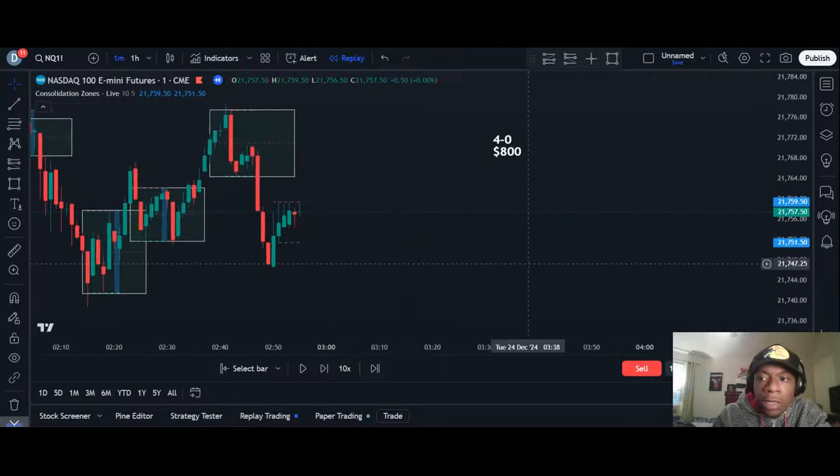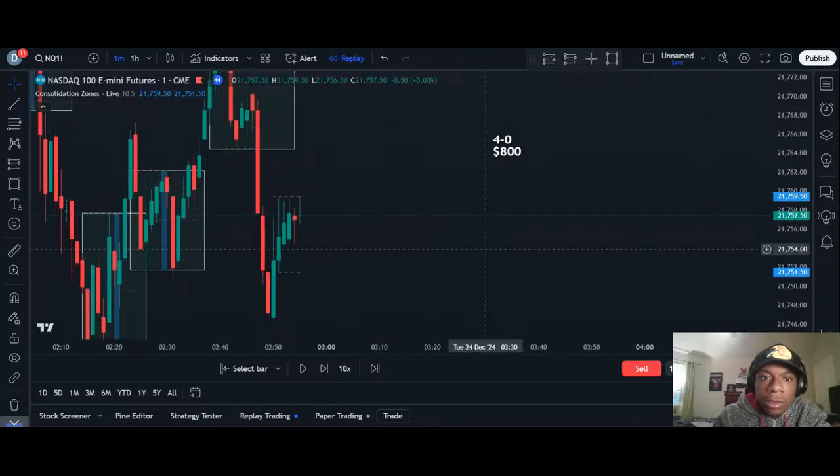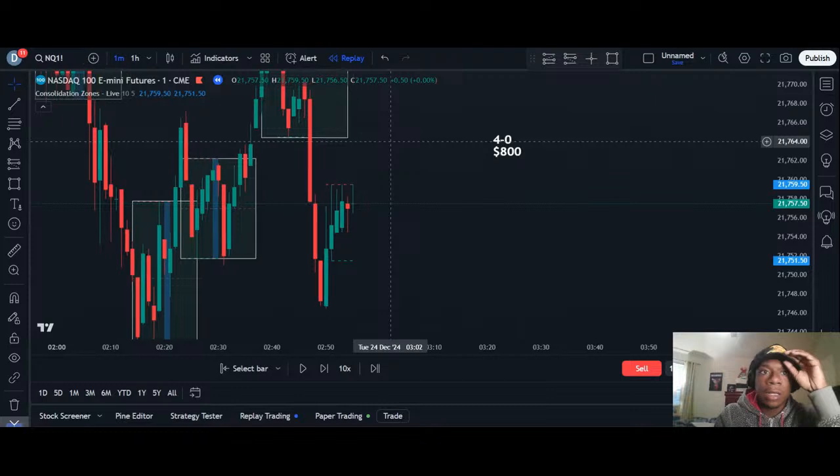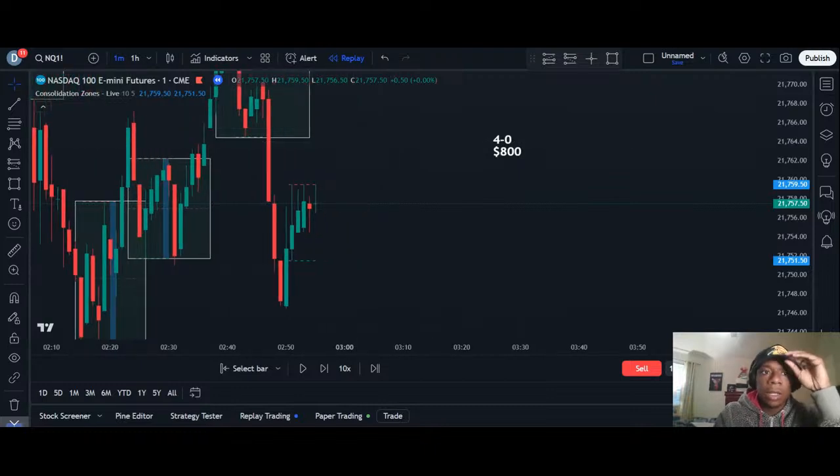Boom, we got the last zone of the day. If this is a win, we will end the day up $1,000 and everything will be peaches and cream.